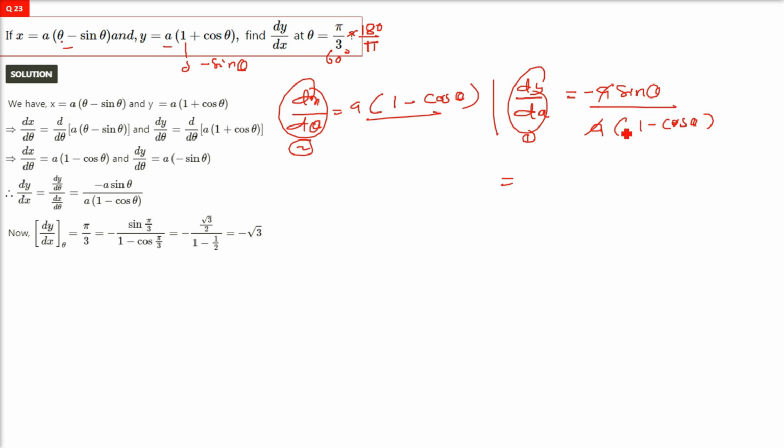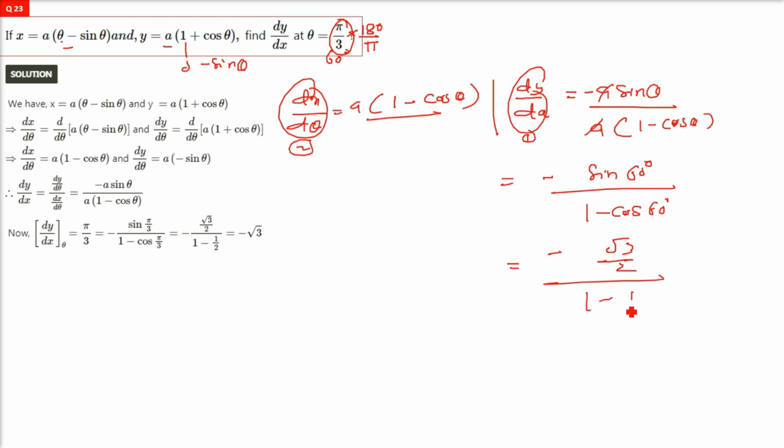1 minus cos theta, you also know. This is the way you can do it. But the better way is if you know the value of sin 60 degree and cos 60 degree, you can solve this here only. So I'm just putting theta here: sin 60 degree over 1 minus cos 60 degree. Cos 60 degree is half, sin 60 degree is root 3 by 2. So you can just keep the value: 1 minus half is half only. 2 gets cancelled, minus root 3. So negative root 3 is your answer. Alright.